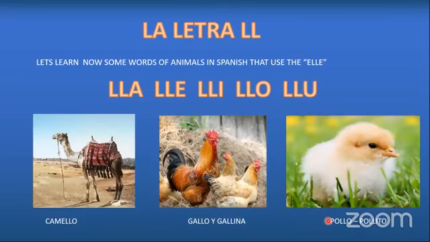Next one here. Let's learn a little bit of animals. We learned already about the llama. Let's see here. This one, camello. This one here, the rooster, gallo. The chicken, gallina. If I have to pronounce this in the 3 different accents, I would say gallo y gallina.